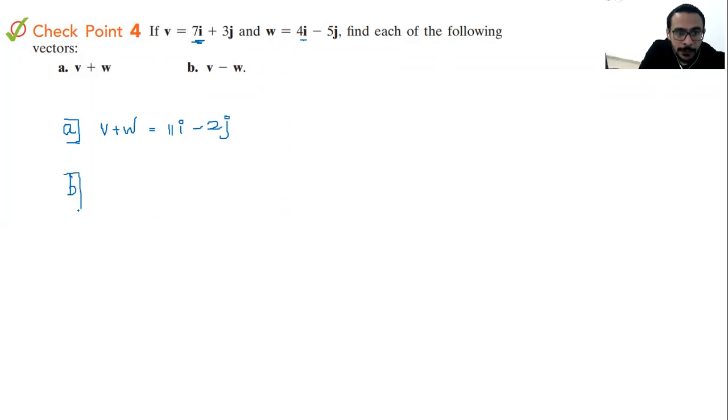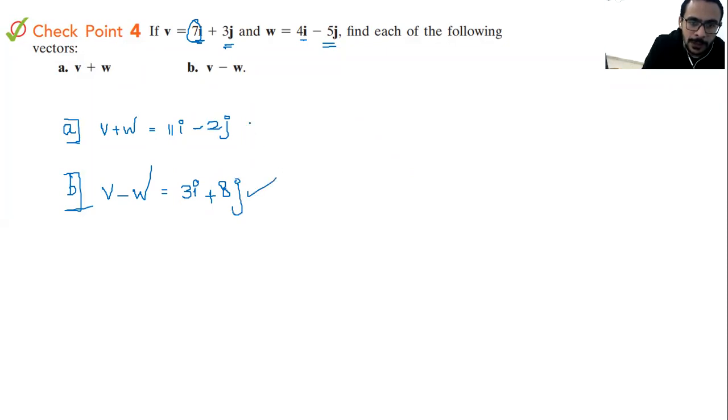Thank you. Can I solve B, Mr.? I'd like to solve B. V minus W equals 7I minus 3I. Just subtract, 7 minus 4 gives 3I. And 3J minus negative, plus 8J. That's it. So we added and subtracted the vectors in terms of I and J.